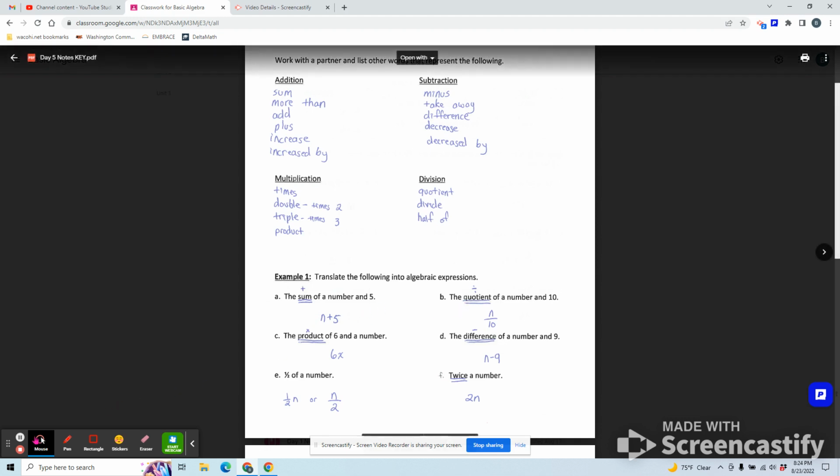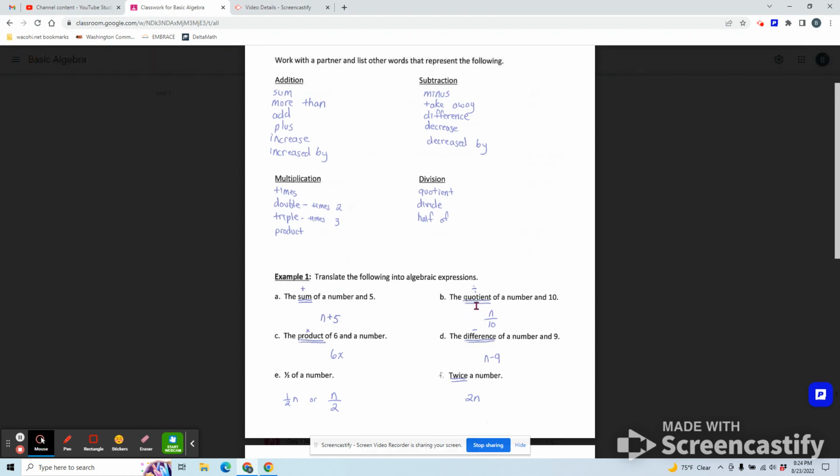The quotient. So the quotient means that we're going to be dividing, the quotient of a number and 10. So once again, I don't know what that number is, so I just pick a letter. I pick a variable to represent that unknown. So n divided by 10. Okay, and here's some more.